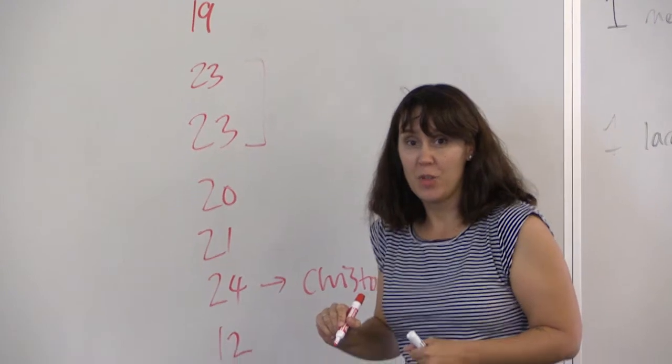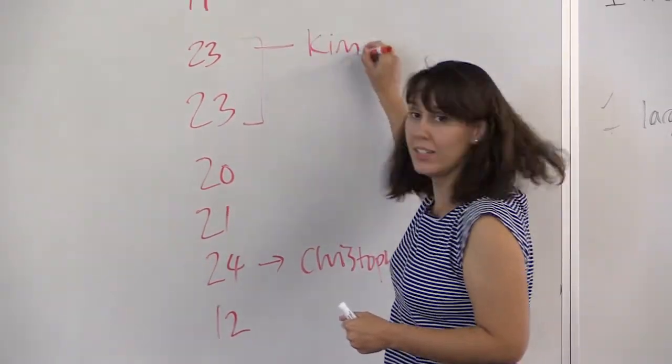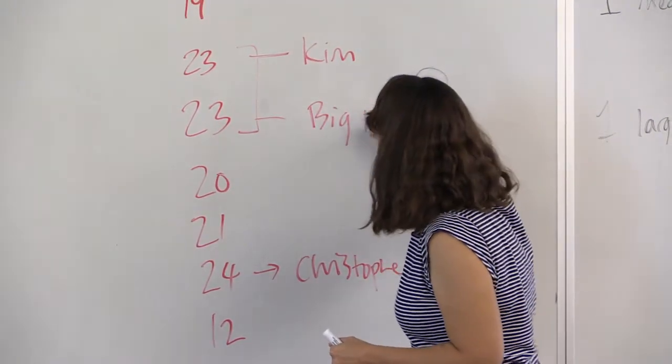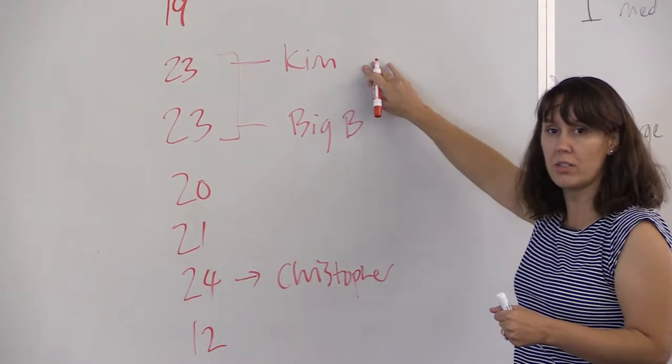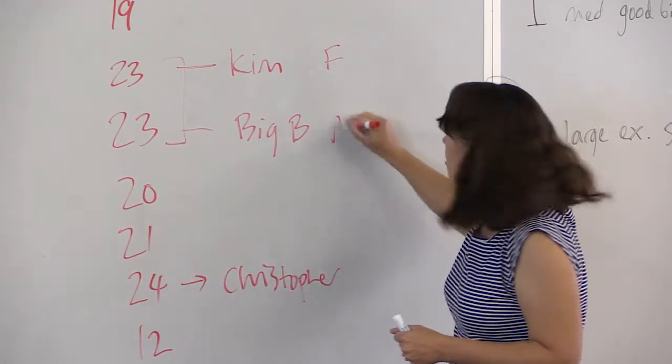Okay, so who are you? 23. Kim. Kim and Big B. Big B. Okay. All right. So Kim, what's your gender? Female. You're female. Big B, what are you? Male. You're a male.